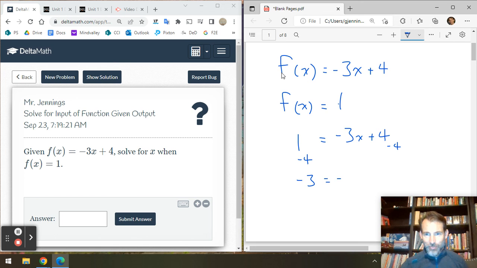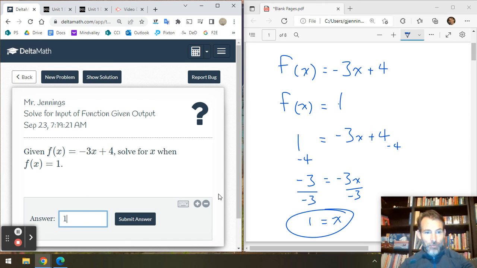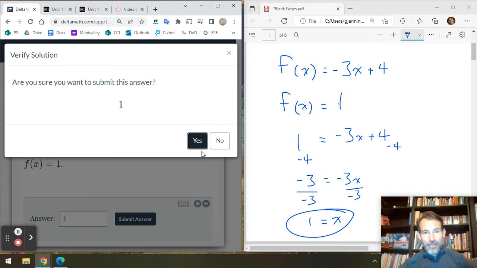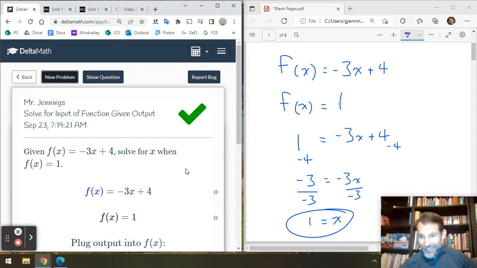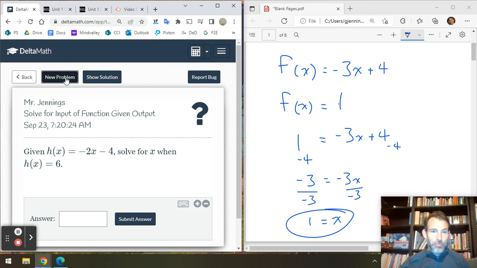Minus 3 is equal to minus 3x. Divide both sides by minus 3. It's good to be able to work with distractions too. 1 is equal to x. Answer 1. 1 is often the answer to questions I give. I like giving questions that have an answer of 1. Little tip.